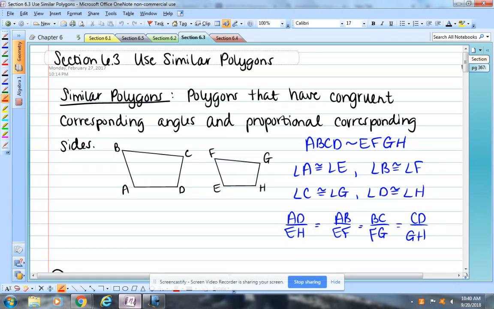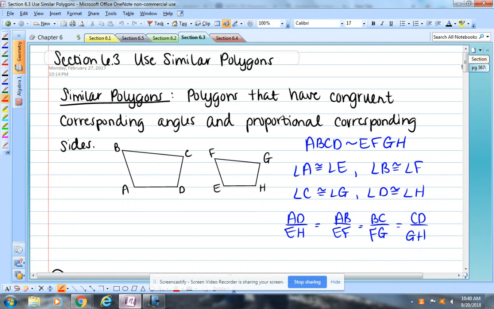Anyway, so anytime they tell you something is similar, that means it has congruent angles and sides are proportional. So they will have the same shape, but they will not necessarily be the same size. Remember, if they were congruent, they had the same shape and size. Similar means they have the same shape, but not the same size. Okay, so that's the difference in similar and congruent. Similar, same shape, not the same size. Congruent means same shape and same size.